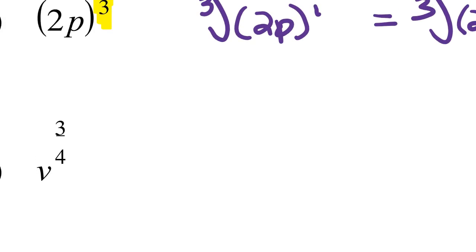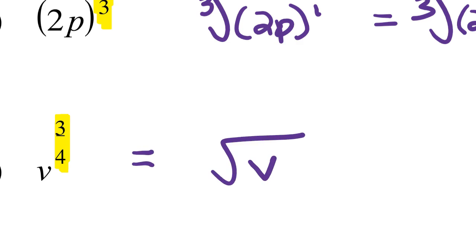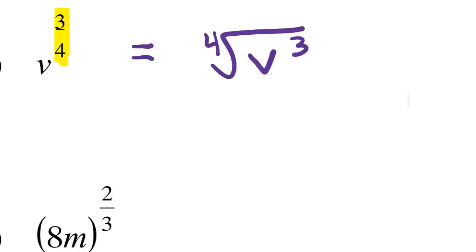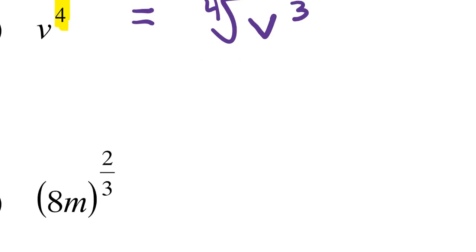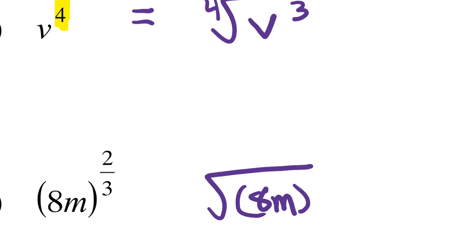All right, for number 8, what is the exponent touching? Only a v. So underneath the root is the v. So the 4th root goes out here and the 3rd exponent goes right there. Number 9. What is the exponent touching? The parentheses. So the entire parentheses goes under the root. So that's 8m. What is the exponent on 8m? 2. And then what we're changing to a radical, so the 3 goes on the outside. Questions on how that works?